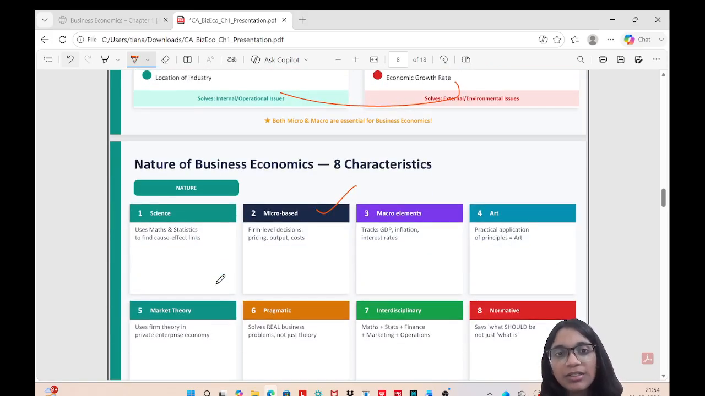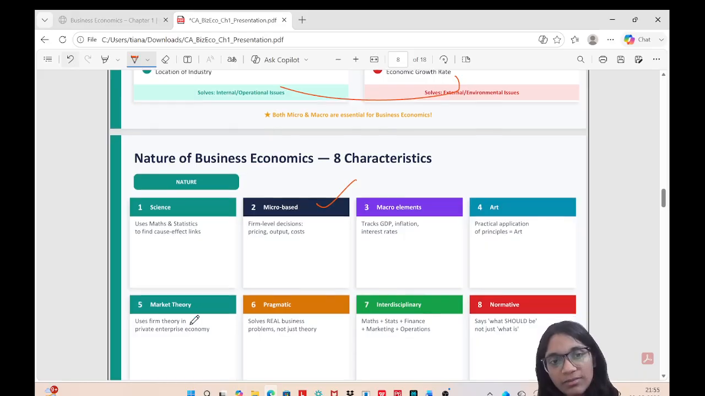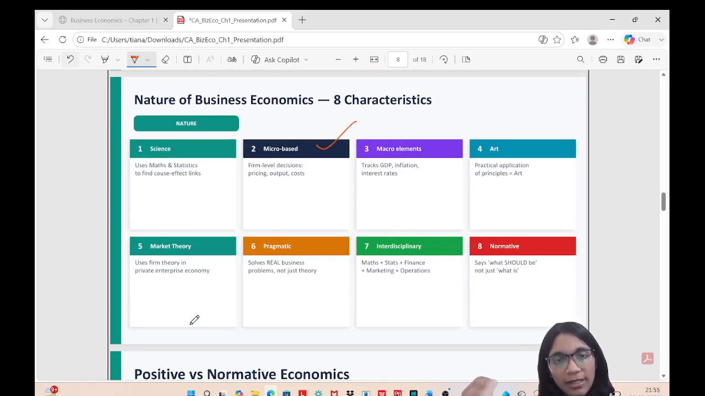And then we moved on to the nature of business economics. There are four characteristics: science, micro based, macro based, art. How do you manage it? Whatever uncertainties come, how do you use your creativity and handle the scenarios by giving loyalty discounts and everything. Market theory is studied. You understand the law of supply, law of demand, and a lot of market theories. Pragmatic, it solves real life scenarios. It gives you the solution by understanding economics. Interdisciplinary, that is mathematics is involved, stats, competitive analysis, all these analyses are involved in your business economics.